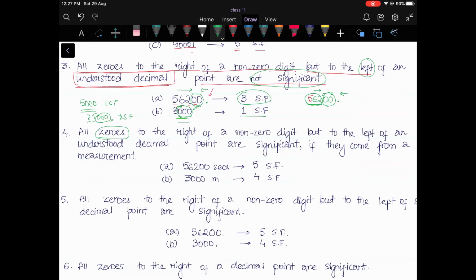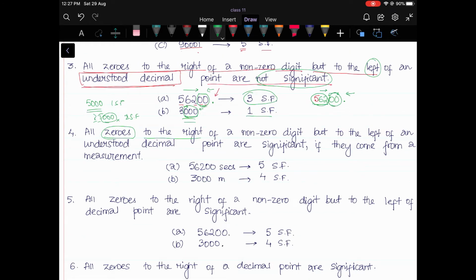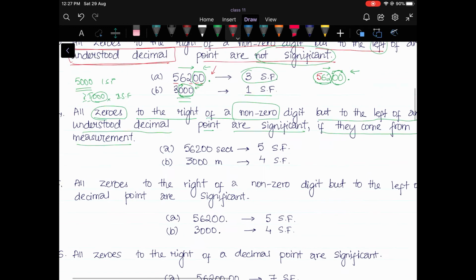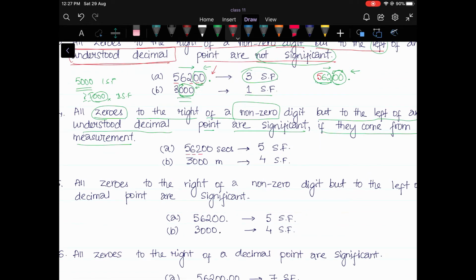All zeros, the next rule is, all zeros to the right of a non-zero digit but to the left of an understood decimal point are significant if they come from a measurement. What it simply means is that if I have written 56200 and then write seconds, earlier notice these 2 zeros were counted as non-significant, but that was not a measurement, that was simply a number. But right now we are talking about seconds here, which is a measurement of time. So whenever we have a measurement and these zeros are appearing here as such, we have to count them as significant, and such that I have a total of 5 now.